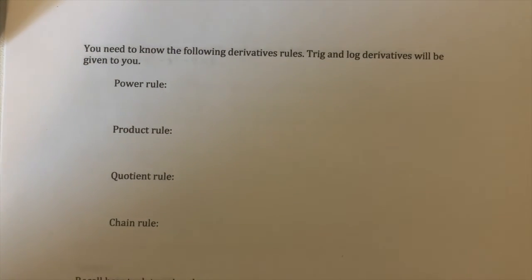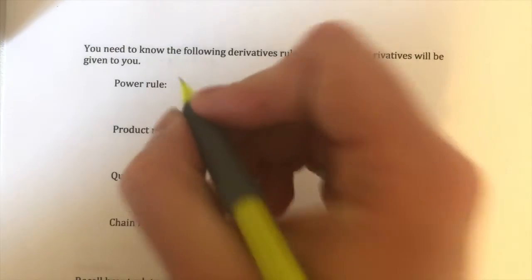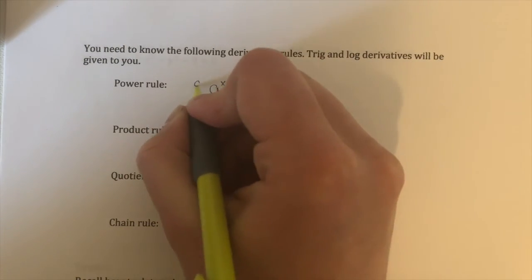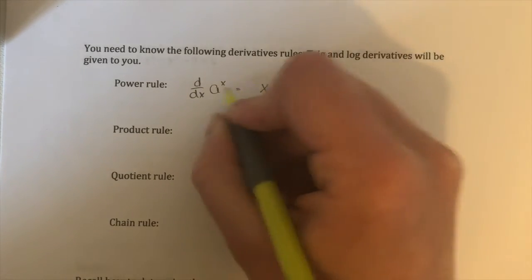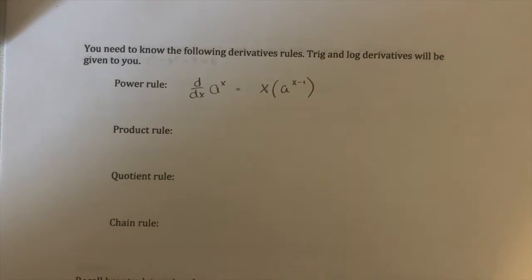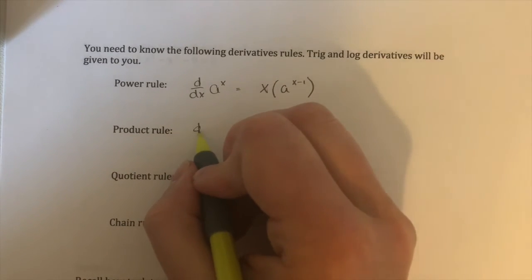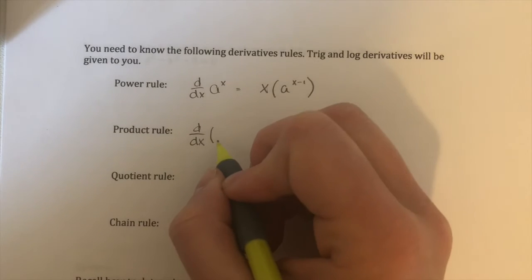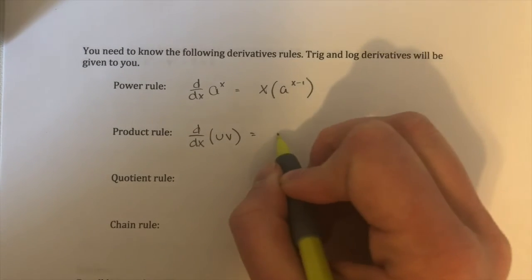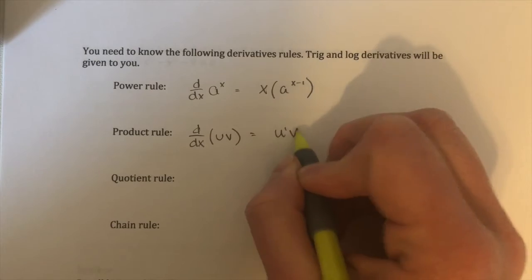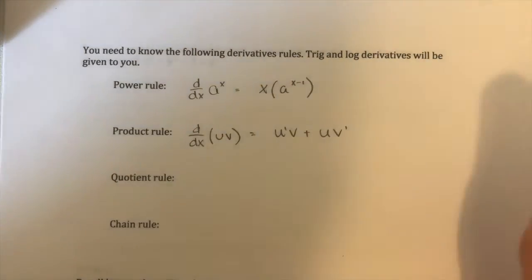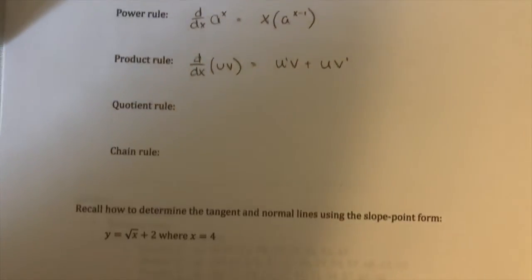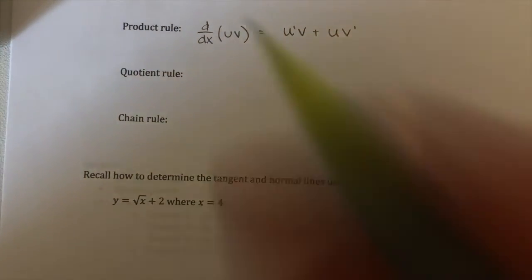You need to know the derivative rules. So a power rule, if you have a to the x and you want to do the derivative of it, you take that x down in front, you multiply it by a to the x minus 1. If you want to do the derivative of u times v, it's going to be the derivative of the first one times the second one plus the first one times the derivative of the second one, or vice versa. I do it a different way every time. I can't keep it straight in my own head.